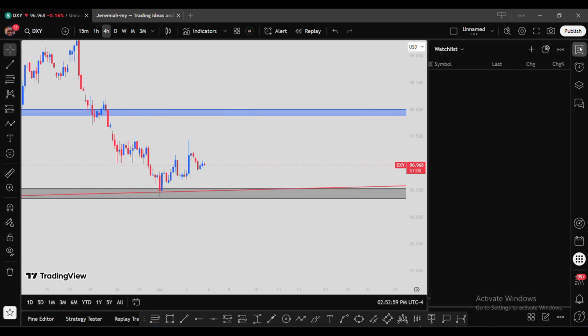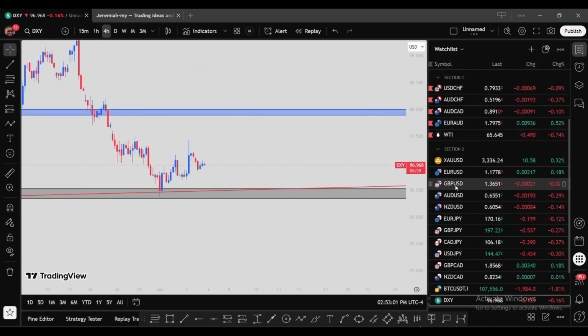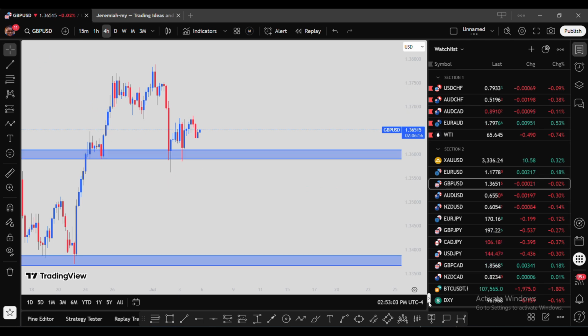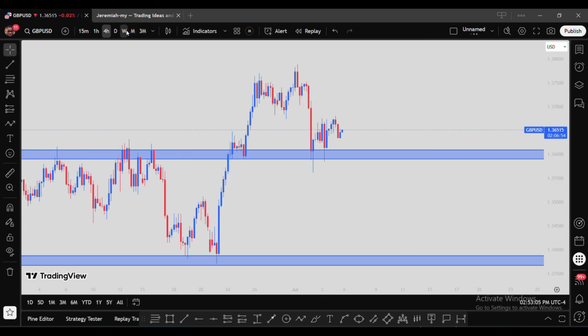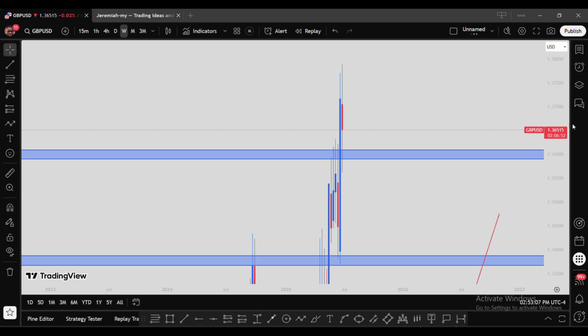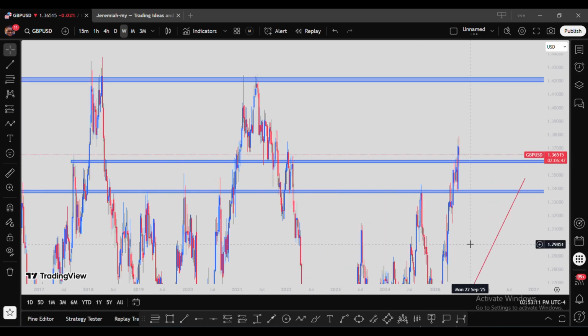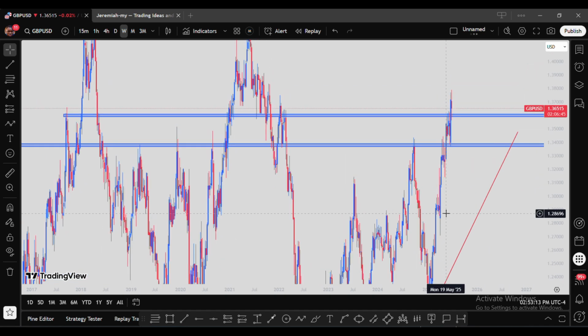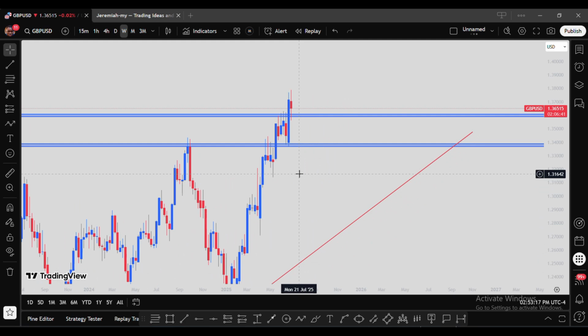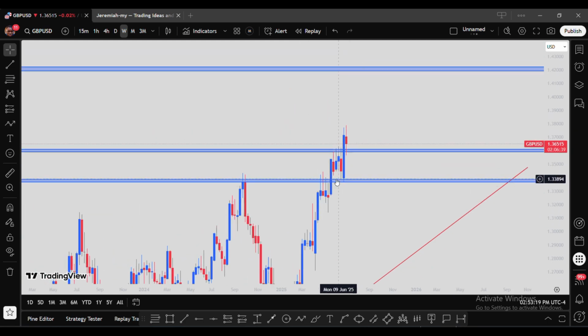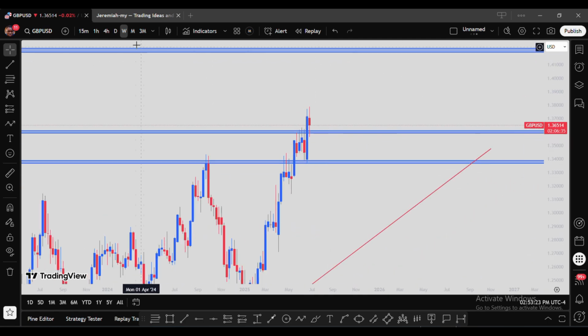So now let's look at GBPUSD. GBPUSD as well is still looking bullish. This was the major level here. Price broke above this major level, and we also have a retest of it. So I got into a buy trade at this point. We have a break of this level, then a retest of it, and also around this region.